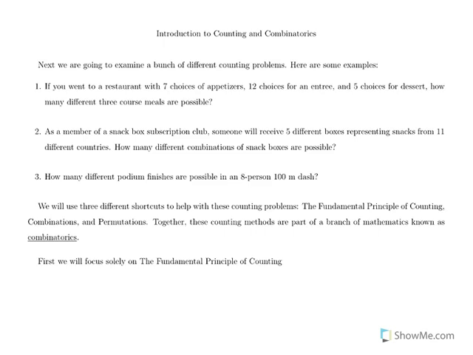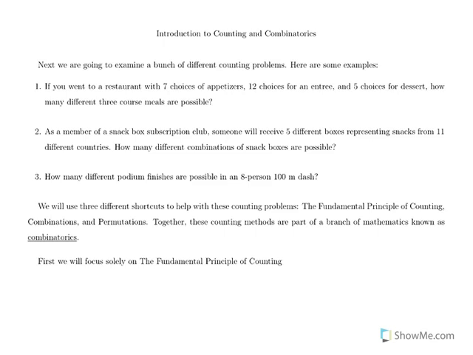And lastly, we could say, how many different podium finishes, that's first, second, third places, are possible in an 8-person 100-meter dash? So all of these are problems we're going to be able to answer. We're going to start with just one kind in this video. But we're going to do it not just by counting individually one by one, even though we could, it just would take a while. We're going to use some shortcuts. First being the fundamental principle of counting, and then we'll talk about combinations and permutations.